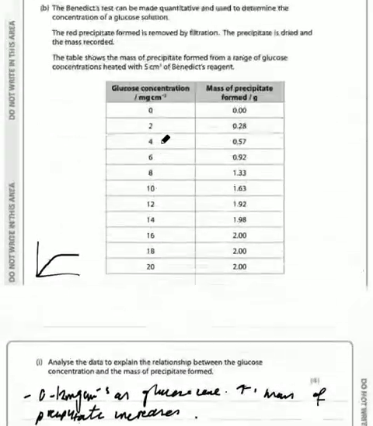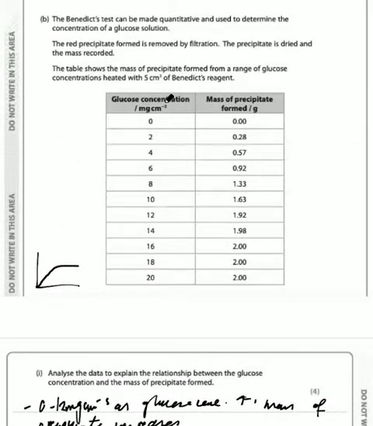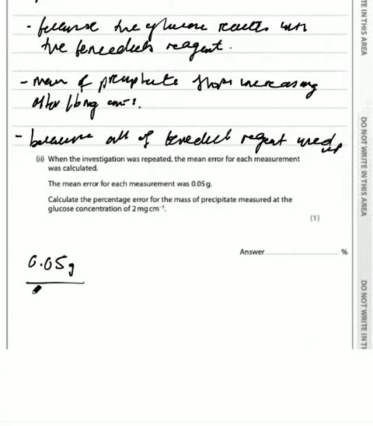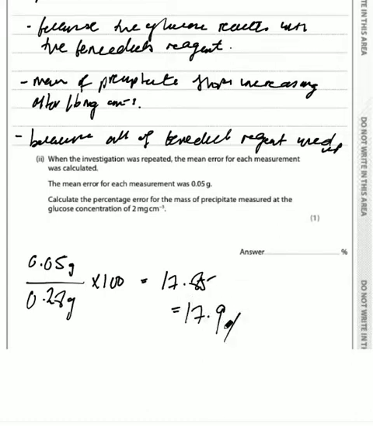And so if we scroll up, the glucose concentration, they wanted 2, so we go to 2, and we see the mass that's formed is 0.28 grams, and that's going to be our bottom number, 0.28 grams. And so your calculators are allowed, and you times it by 100 to get it as a percentage, and the answer would have been 17.85, and that's just abbreviated to 17.9%.